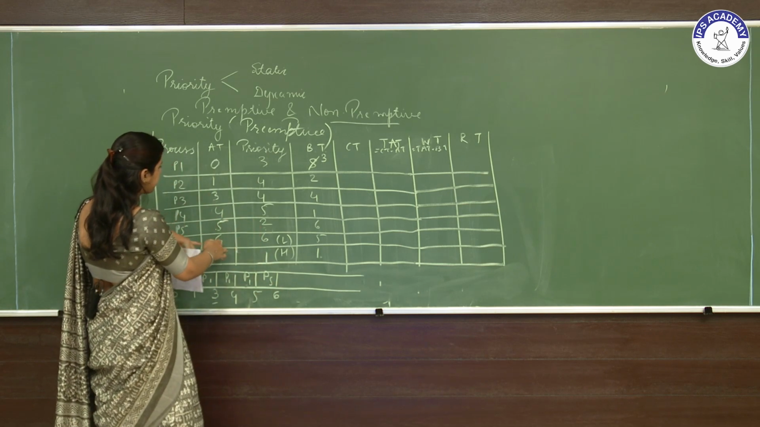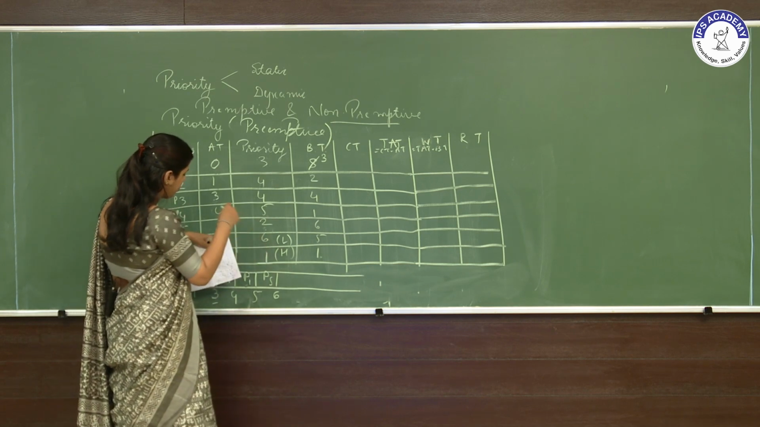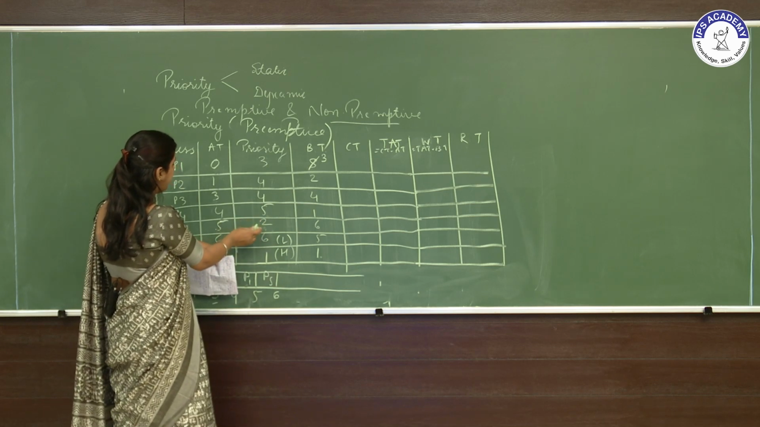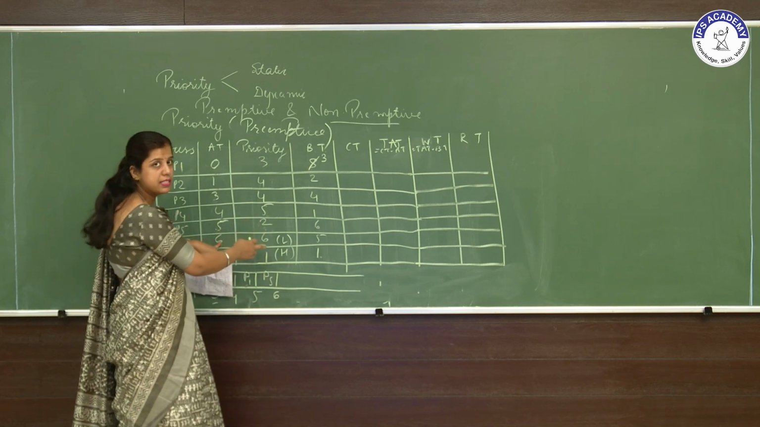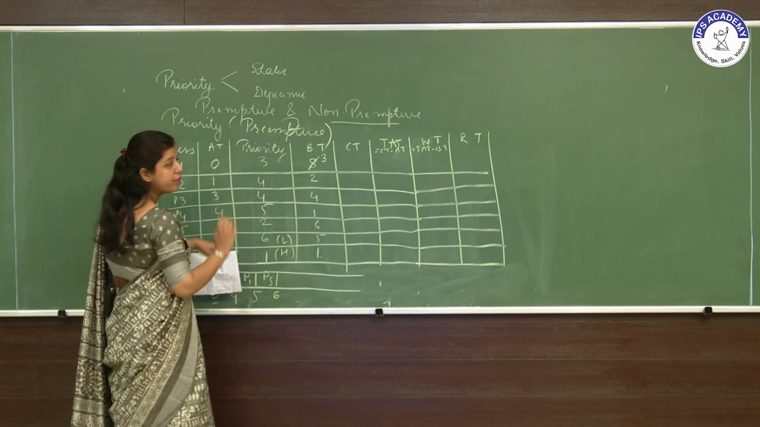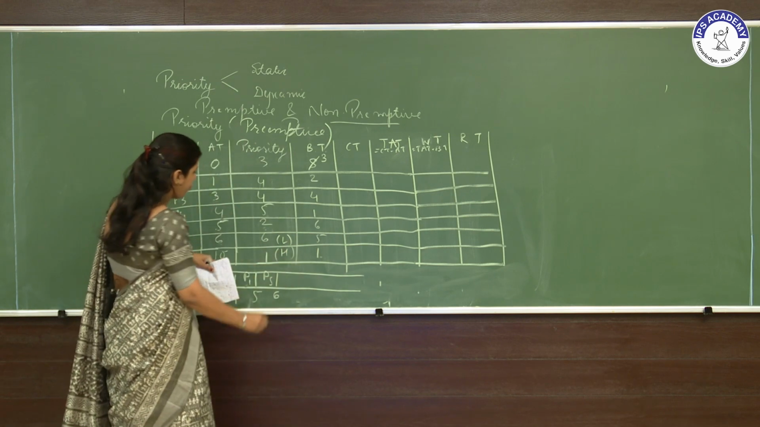Now, at 6, which process came? At 6, P6 has come into the ready queue. But still, compare the priority, P5 has higher priority than P6. So, we will continue running P5, for how much time? Till the next process arrives, for 4 units of time.